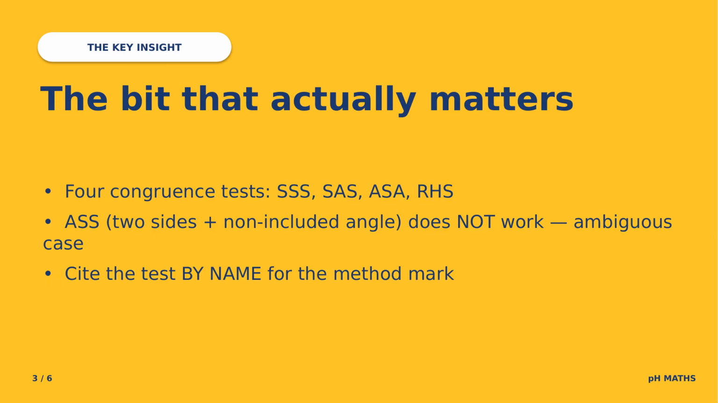Key insight: 4 congruence tests, each abbreviated by initials. SSS, 3 sides match. SAS, 2 sides and the included angle. ASA, 2 angles and the included side. RHS, right angle, hypotenuse and one other side. Cite the test by name in your proof. That's where the method mark lives.